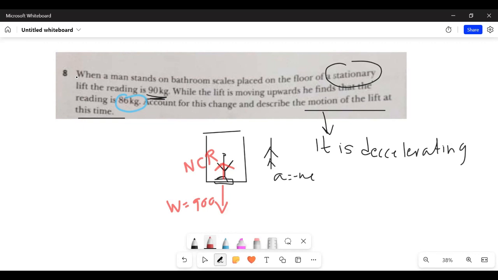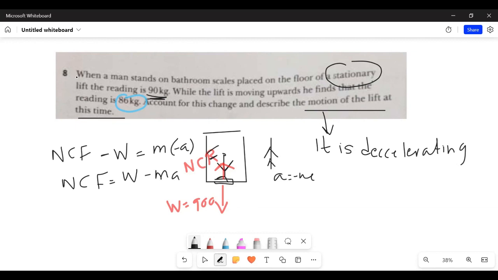In this case, which force is the forward force? The lift is going upwards, so the forward force is the normal contact force, NCF. So normal contact force minus weight equals ma, but it's negative here. And the normal contact force will be weight minus ma. That's why it decreases in value.